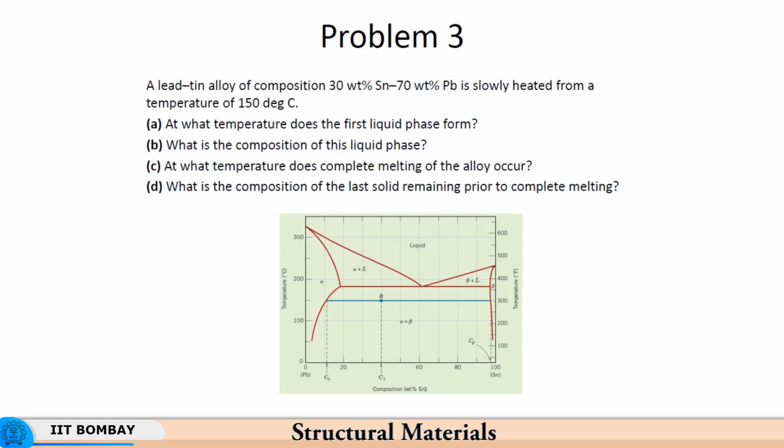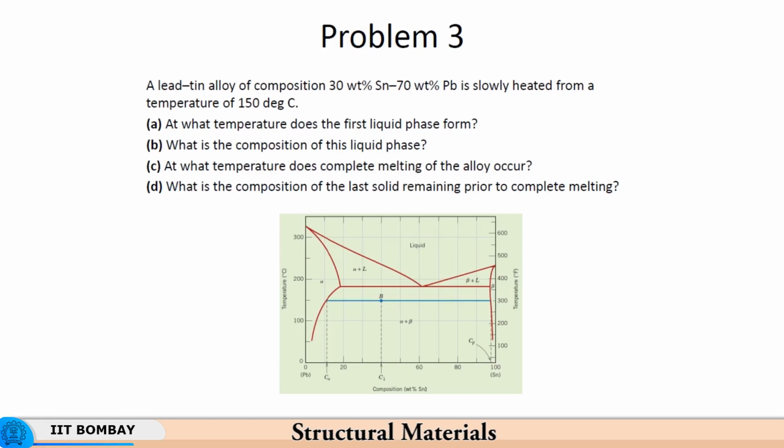Okay. At what temperature does the first liquid phase form? What is the composition of this liquid phase? At what temperature does complete melting of the alloy occur? What is the composition of the last solid remaining prior to complete melting? So, what is the meaning of this question? Now, this alloy with 30% of tin is slowly heated. So, this is basically an equilibrium condition. It is an equilibrium condition that has been achieved, and it has been slowly heated to 150 degrees centigrade.